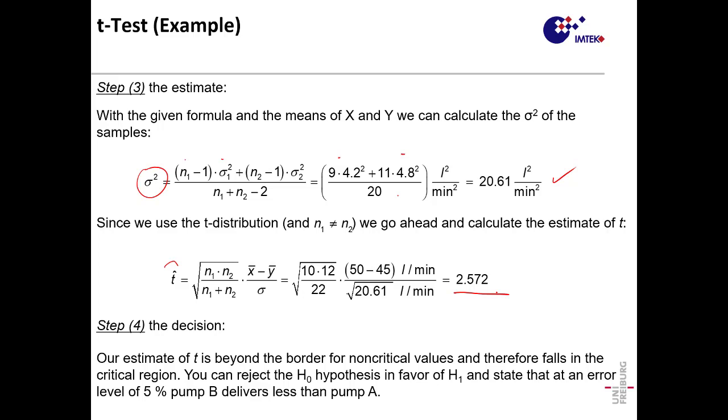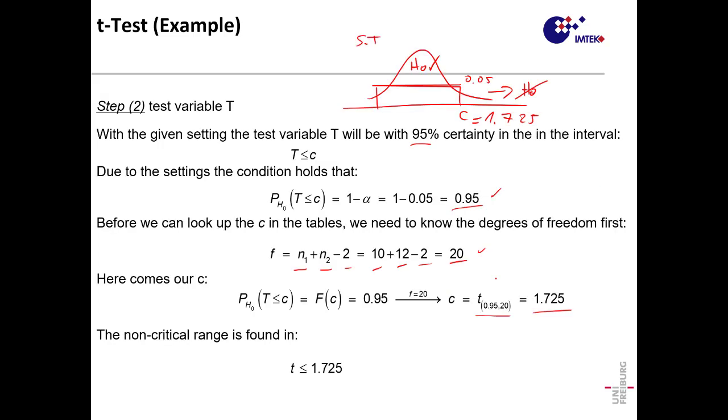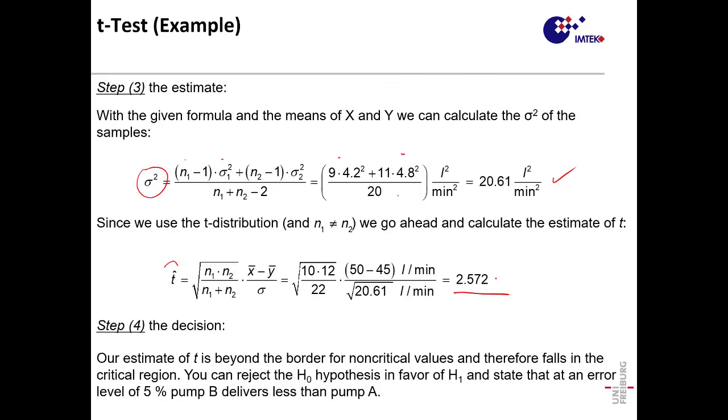So, if the statistic is 2.572 and our critical value was 1.725, what do we do? Do we reject the null hypothesis or accept the null hypothesis? Reject. Yeah, good. Nice. So basically, we can reject the null hypothesis.